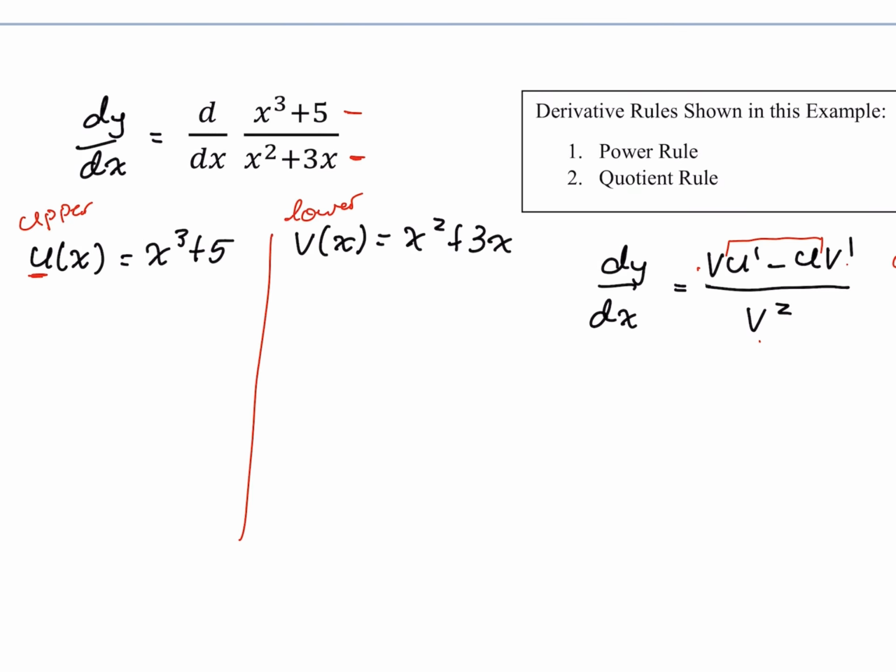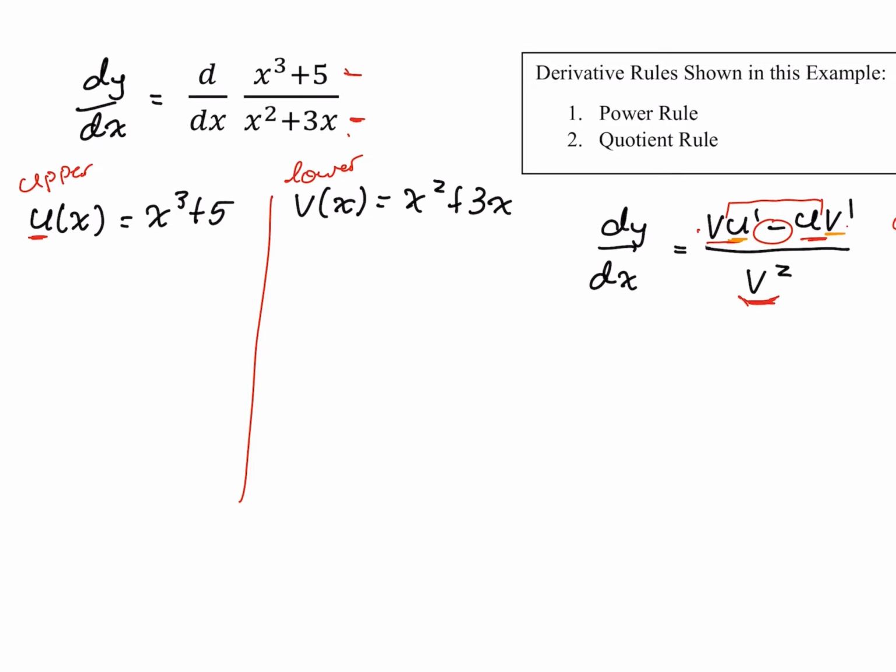So it's important to keep the upper and lower parts consistent because you can see we're always dividing by our denominator in this formula. V is always going to be on the bottom, and we're always going to have vu prime minus uv prime on the top, and these are not interchangeable because we have the minus in that middle section. So as you can see, we're going to need u prime and v prime for this equation to work. So let's start by finding u prime and v prime.